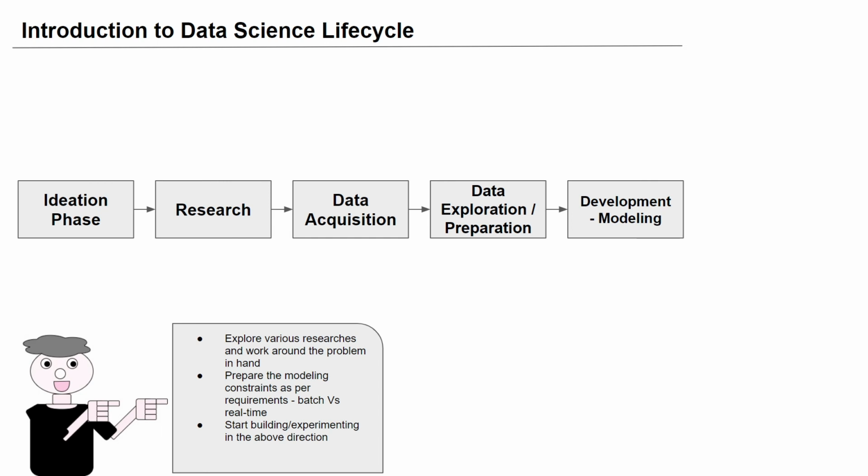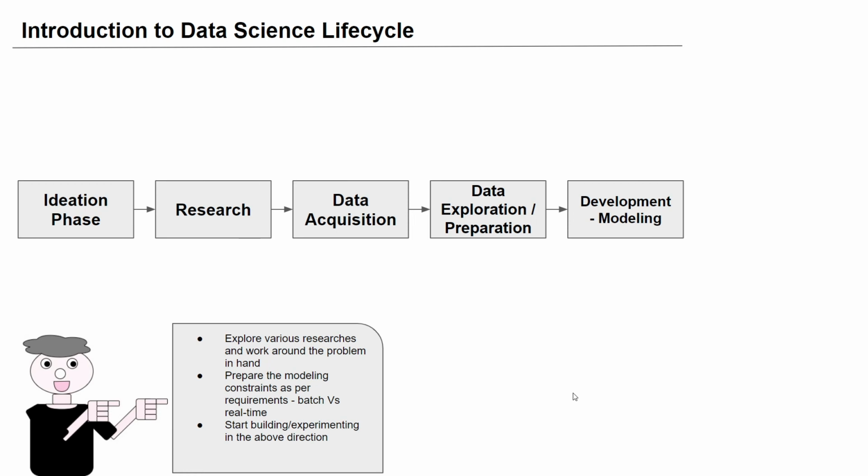Now when I say constraints, it could be something like whether a batch solution or a real-time solution will make sense. Then, if it's going to be a real-time solution, what latency would suffice, right? So these could be the constraints that we can have from the stakeholder side. So based on the above, one can start building and experimenting in that direction. All right, so that completes the modeling part.